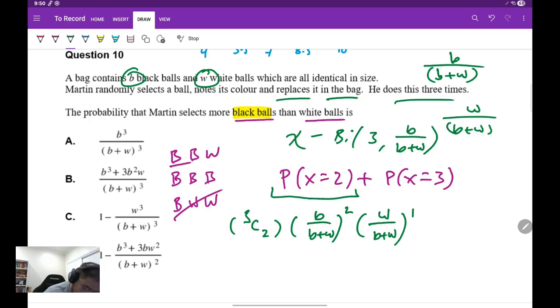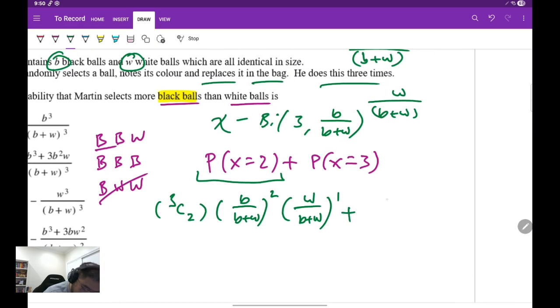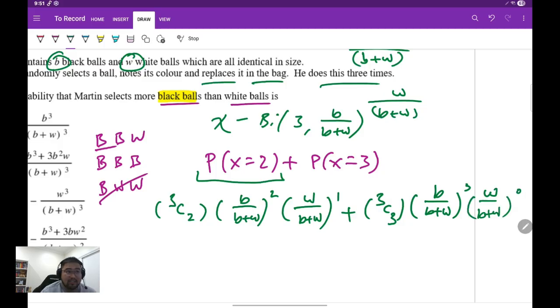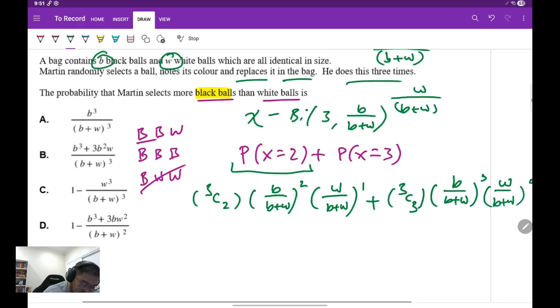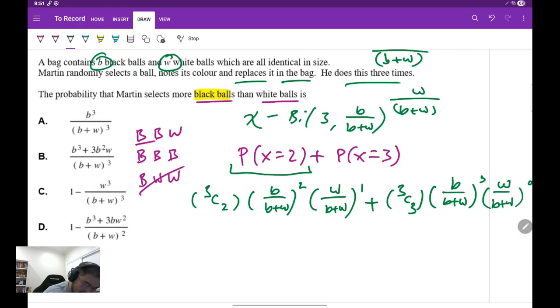Okay, and then we're going to add 3 choose 3, b over b plus w to the power of 3. And this one's redundant, but I'm just going to show you for working, for your understanding, that you can put that to the power of 0. You really don't need to put that last bit there. Okay, you can run this through the CAS, and when you run this through the CAS, you should get the answer to simplify, b.